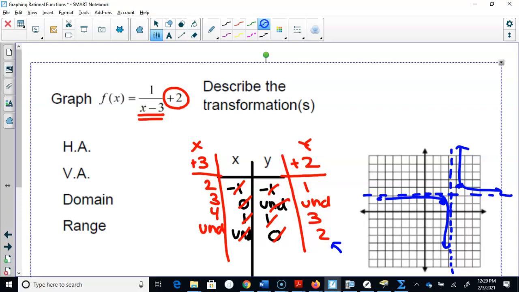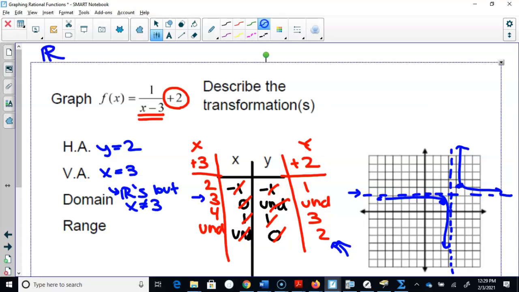Let's talk about our asymptotes. Let's actually start with our vertical asymptote. That's what we started with first. Our vertical asymptote is that x is equal to 3. Our horizontal asymptote is right here, when y is equal to 2. And remember, our domain is all reals, but it can't be what the vertical asymptote is. This little R with a line going through it means all reals. So all reals, but x cannot be 3. And then the range is again all reals, but y is not equal to 2.